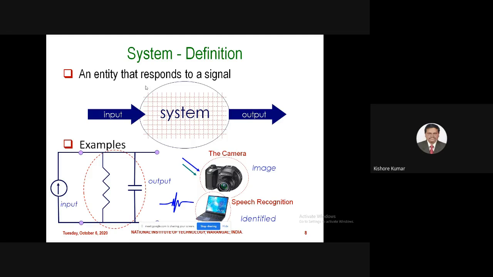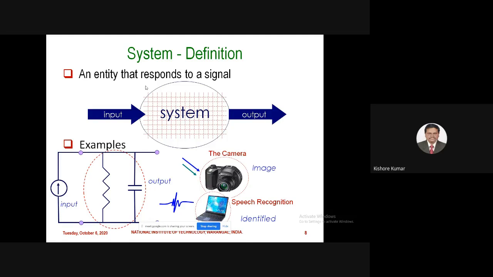Here we are seeing fundamental examples like an RC combination circuit. Then there is a camera, where the light signal is converted into an image. Then speech recognition. These days, laptops have fingerprint recognition and iris recognition. So for whatever input we are considering, there should be some response that we get.